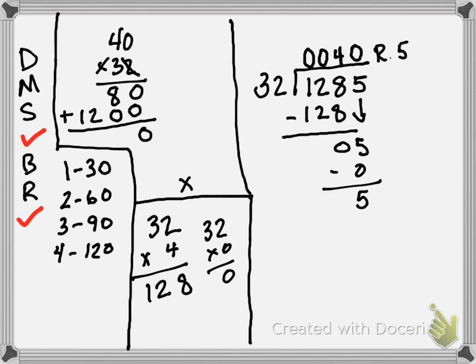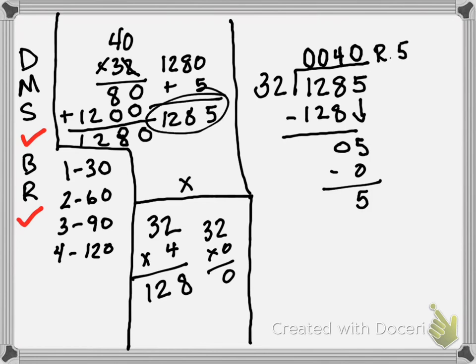8, 2, 1. 1,280. And remember, we've got to add back in our remainder. And when we do that, you see that we got it right.